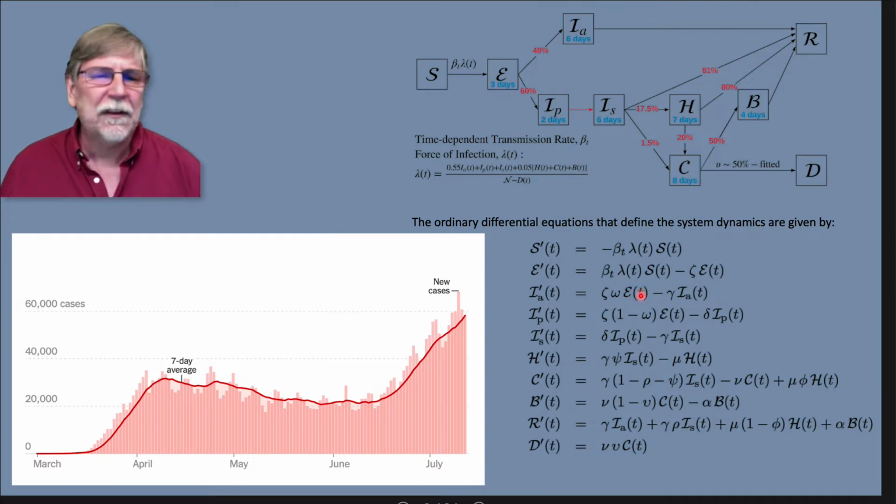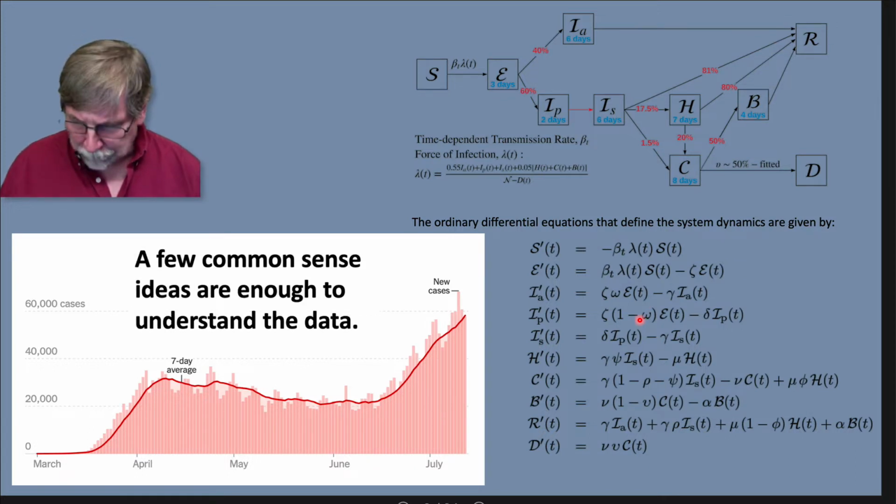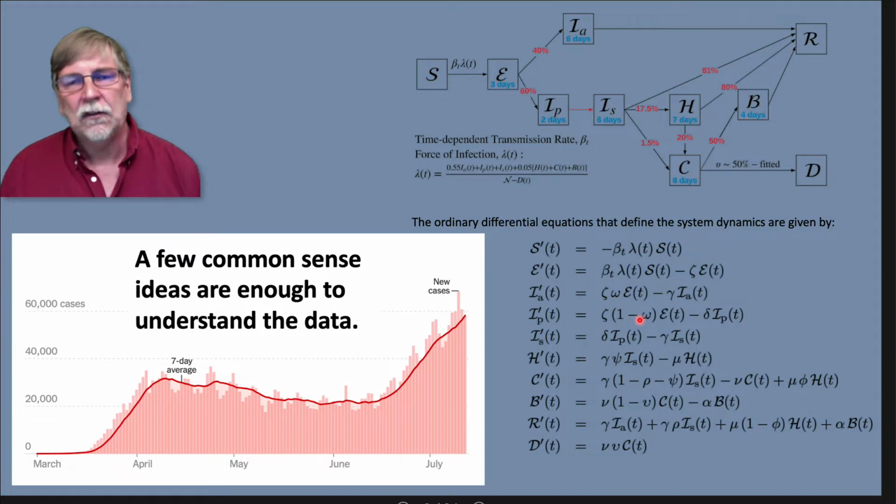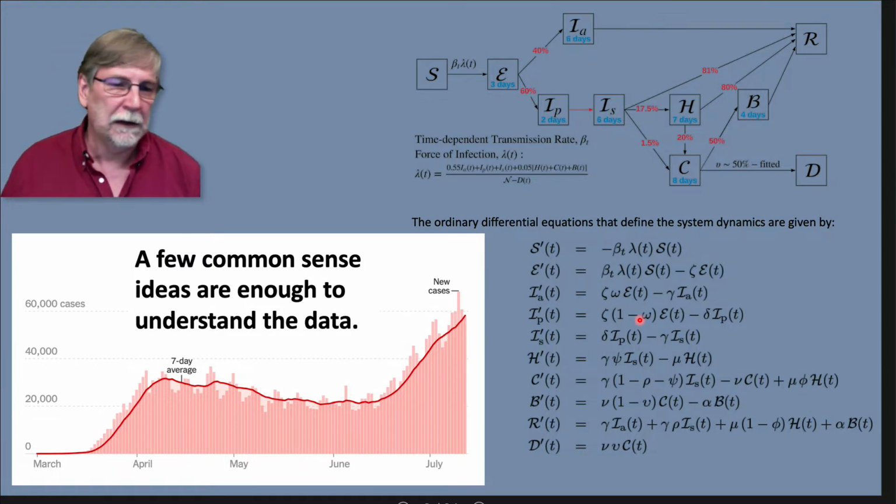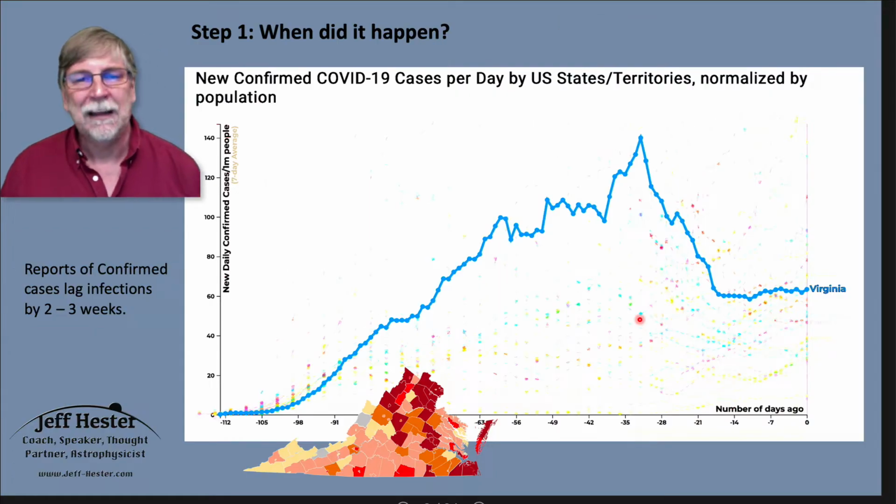But it turns out that you don't need to read into that literature and follow it to keep up with what's actually going on. Because to be honest, right now, there's nothing much subtle happening. A few common sense ideas are enough to give you a pretty good understanding of what's going on with the COVID data and with the pandemic. So I want to give you 4 steps to go through when you look at data. The first step is to ask, when did it happen?